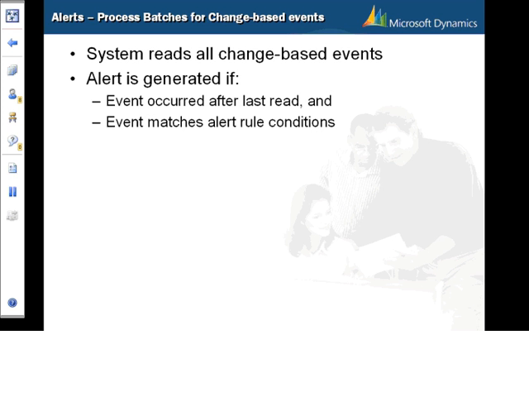So let's have a look at the process batches for change-based events. Microsoft Dynamics AX reads all change-based events, field updates, records deleted, or records created, that have occurred after batch processing was executed the last time. And these events are matched with the conditions set up in alert rules. The batch process generates an alert when an event matches the rule conditions.